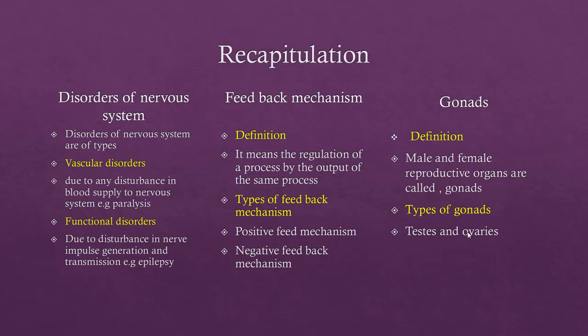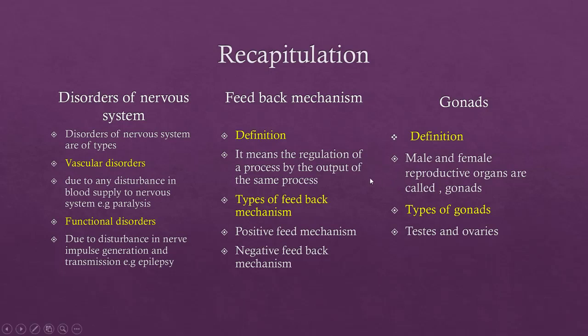Testes produces a hormone which is called testosterone, which is responsible for the development of male secondary characters such as growth of hairs on face, while the ovaries produces two types of hormone, which are estrogen and progesterone, which are responsible for the development of female secondary characters such as development of breast.